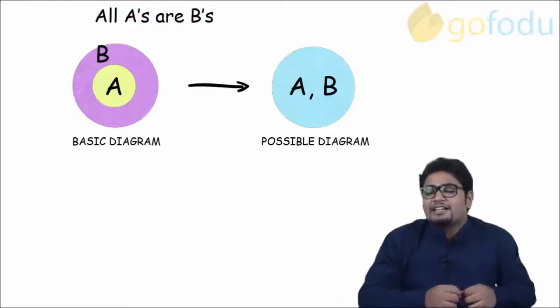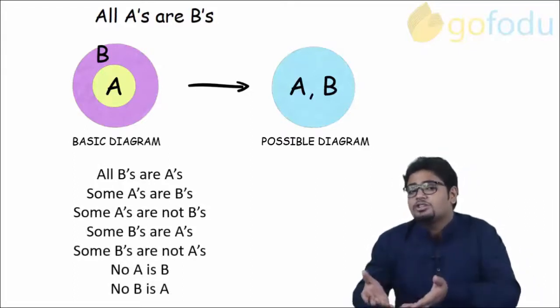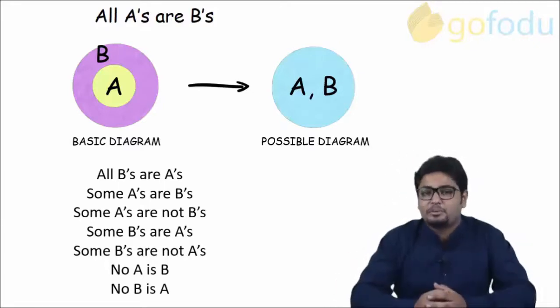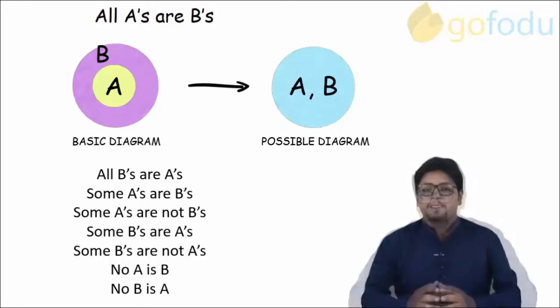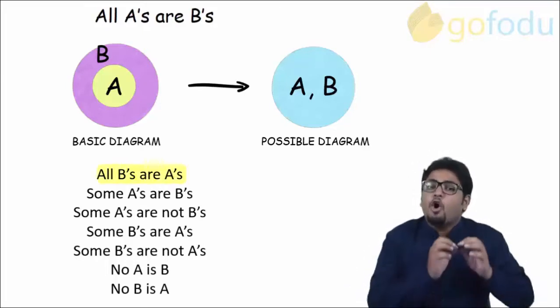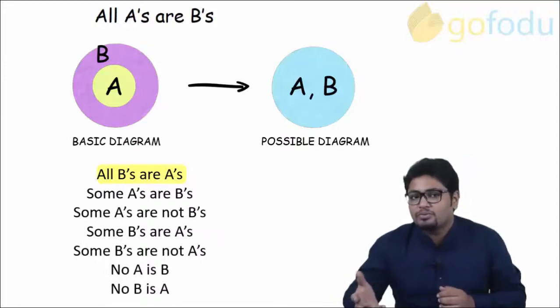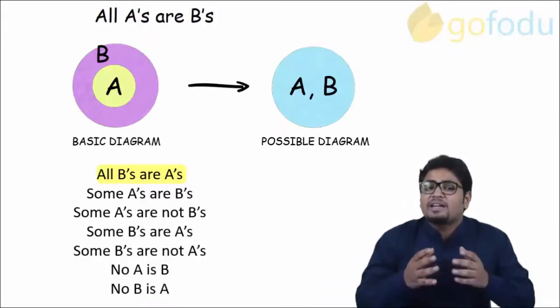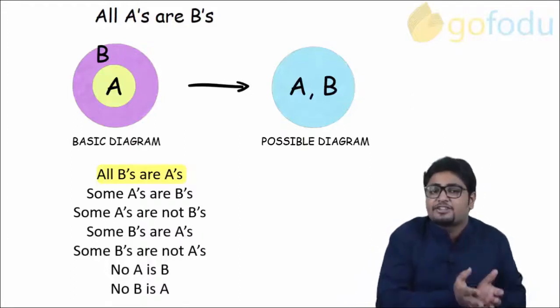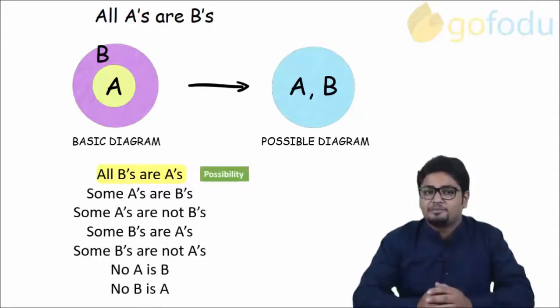Now, let's look at the different types of statements and check whether they are definitely true, definitely false, or are just possibilities for the given premise. We have these statements with us. First one is all B's are A's. Now in the basic diagram, this is not true. Some B's are outside A as well, but from the possible diagram, we can see that this particular statement is true. These types of statements which can be inferred from the possible diagrams come under possibilities.